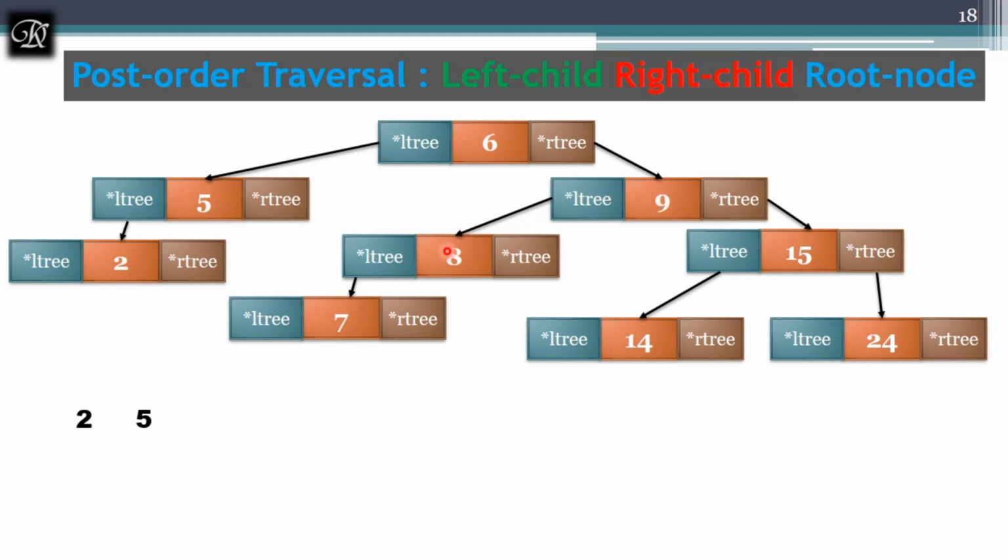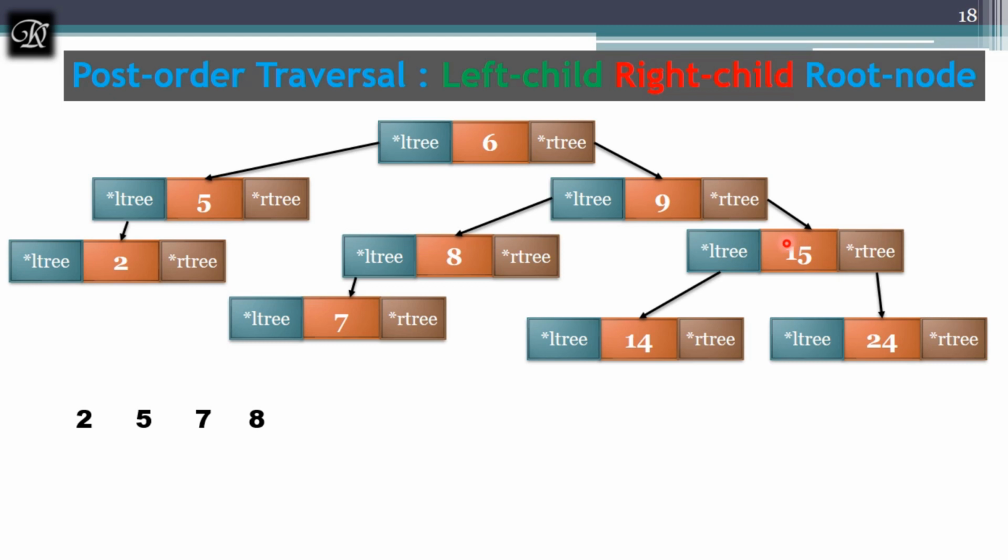Coming to the right child, you have a left child over here, and after that again you have a left child. Check whether it has a left child or right child. No left child, no right child, it's a leaf node, print 7. After that get back to 8, check whether it has any right child. No right child, so print its value. And get back to 9, check whether it has any right child. Yes, it has a right child.